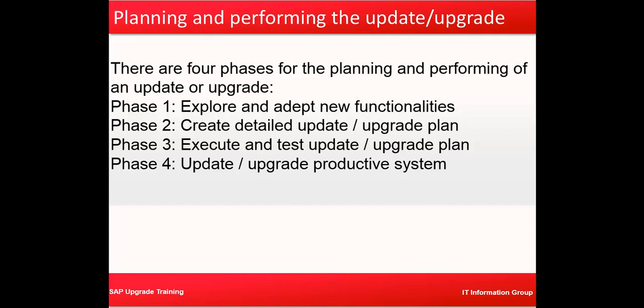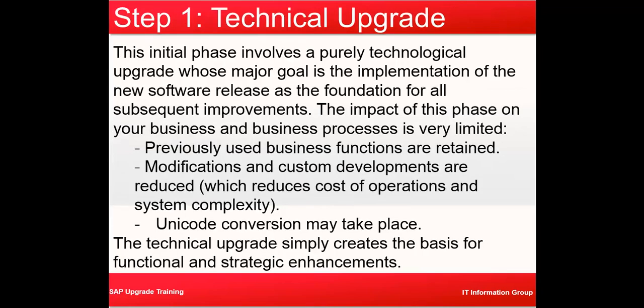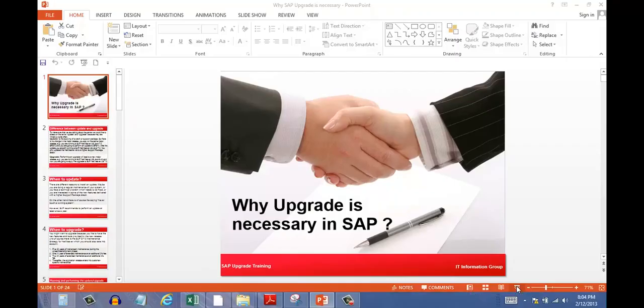So phase 1 is exploring what is coming up with the upgrade. Phase 2 is creating an upgrade plan, phase 3 is executing and testing the upgrade plan, and finally at phase 4 you are upgrading your production system. So step 1 is the technical upgrade. This initial phase involves a purely technological upgrade.